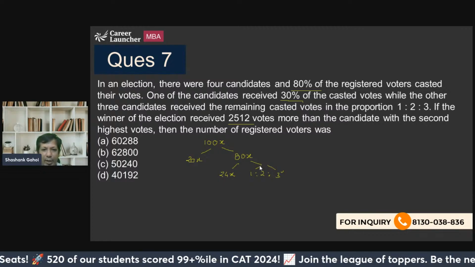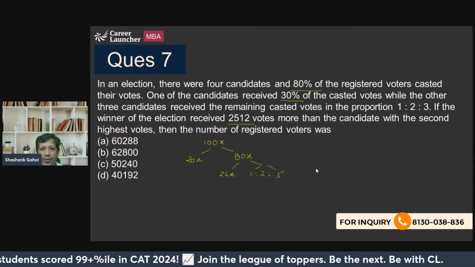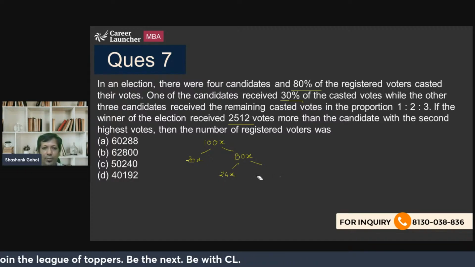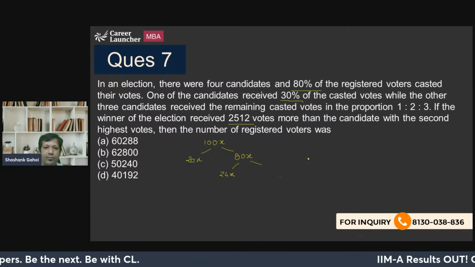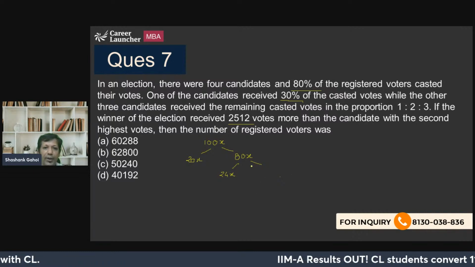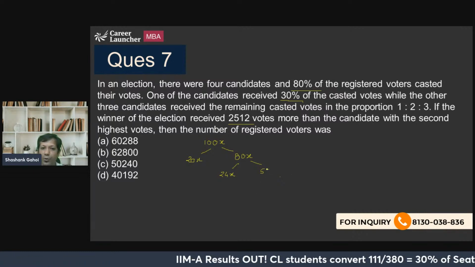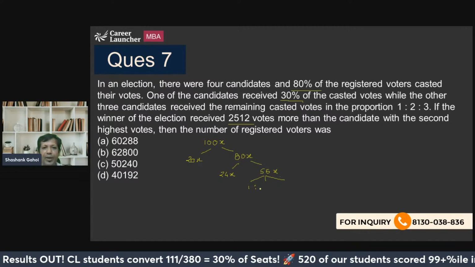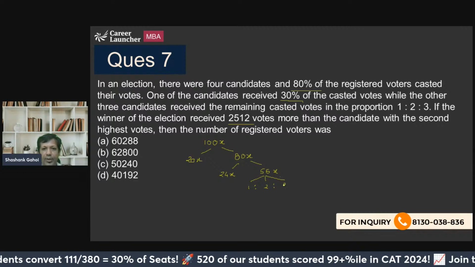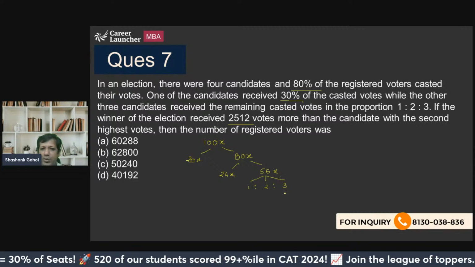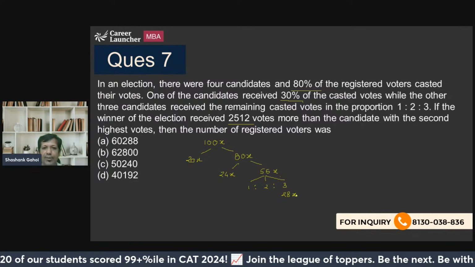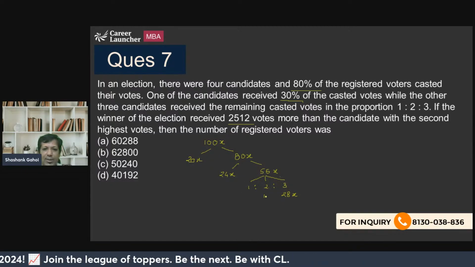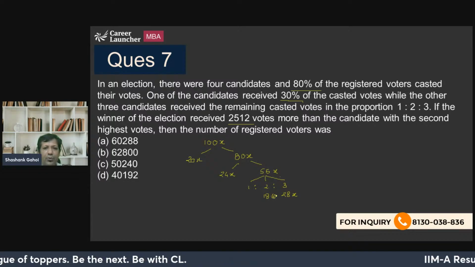I'm sorry, I have written it wrong, just made a little mistake. So out of 80x, 24x is going to go to one candidate, and the remaining 56x is going to be distributed between three people in the ratio of 1:2:3. So 3 upon 6 is 1 by 2, so this candidate must be getting 28x. 2 by 6 is 1/3, which is going to be 18.66x. And the remaining votes go to the first candidate.